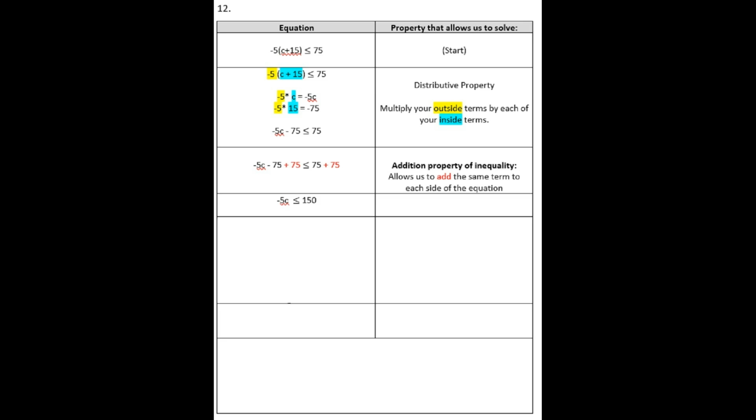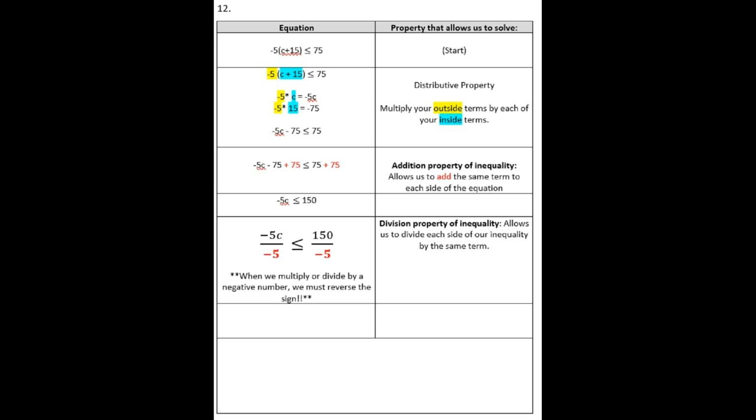Now right here we're doing the addition property of inequality. We're going to add 75 to both sides because that will allow us to cancel out that -75. We have -5C is less than or equal to 150. Divide both sides by -5. Now whenever we multiply or divide by a negative number, we have to reverse the sign. So we end up with C being greater than or equal to -30. So we just put it on our number line as -30 and we shade all the way to the right.